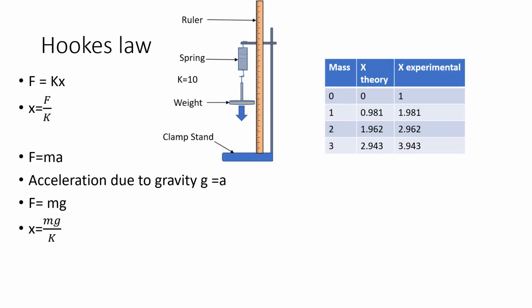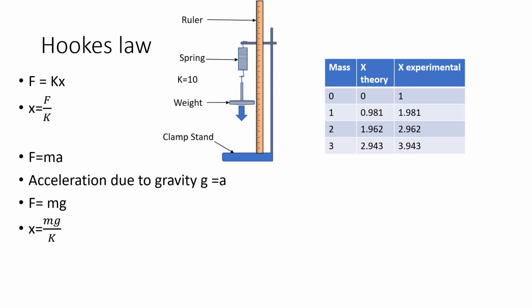So this is an example. We've got a spring here. I've just given it a spring constant of 10 just to make the math simple. So if you were to just use the equation, you would say, okay, for a mass of 0, we should get an extension of 0.